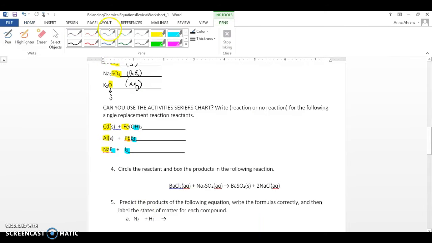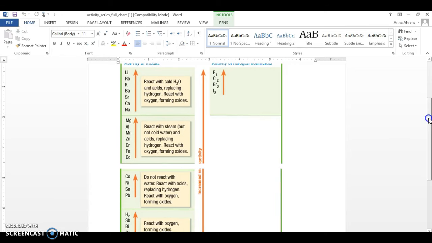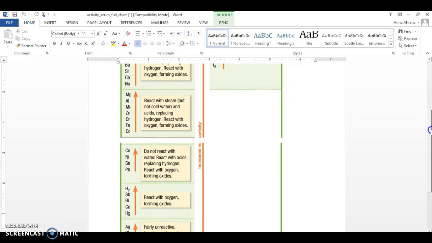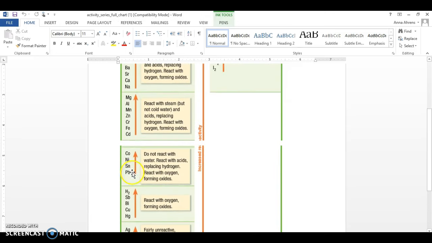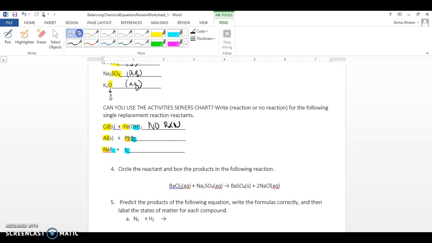So you can go ahead and put no reaction. Okay, now we're going to do aluminum and lead. Find it on here. Aluminum. I found lead. Okay, there's lead. Here's aluminum. So aluminum is higher than lead, so that reaction will occur. So we can just go ahead and put reaction.